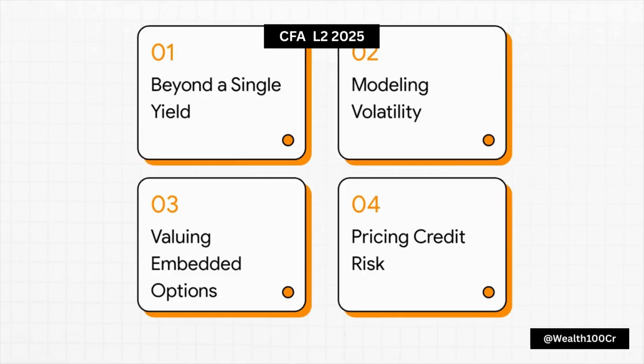Here's our game plan. We're going to tackle this in 4 steps. First, we'll go beyond that single yield. Then, we'll figure out how to model rate volatility. After that, we'll use that model to value embedded options, and finally, we'll layer in the risk that the issuer might default. Let's get started.